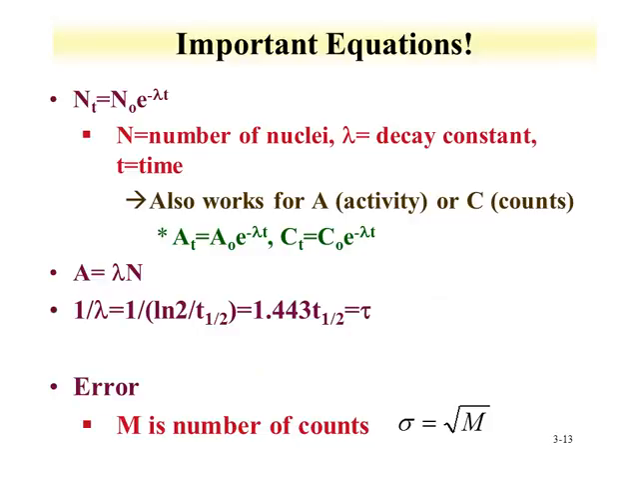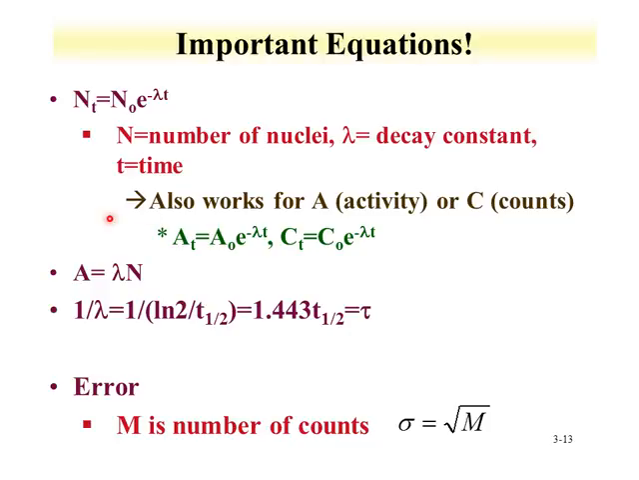Out of what we discussed, if you're going to remember anything, I would focus on this slide. There are a few equations listed here that provide a basis for doing future work in radiochemistry. This is a workhorse equation: N at time t equals N naught e to the minus lambda t, where N is the number of nuclei, either initial or at time t, lambda is the decay constant, and t is time. It also works for activity or counts, or if I converted N into grams, it would work for mass.